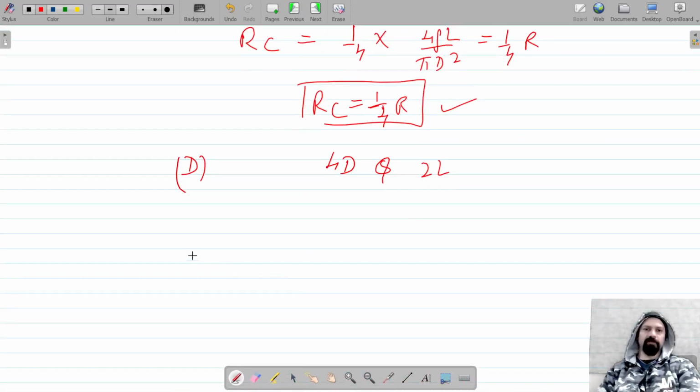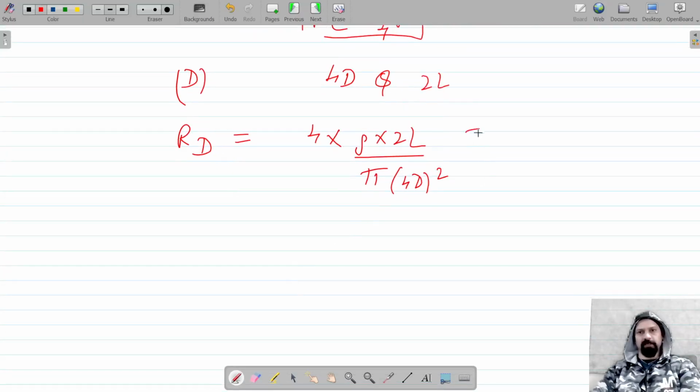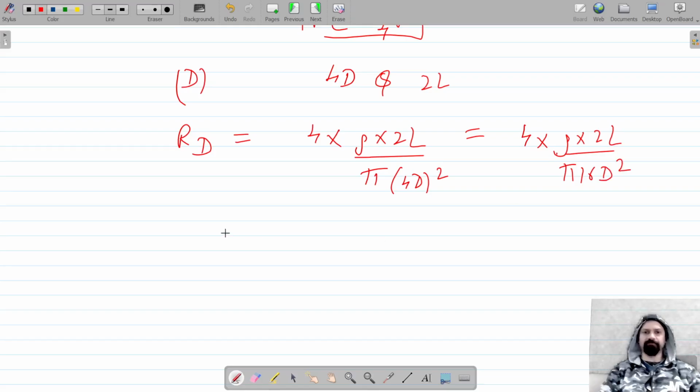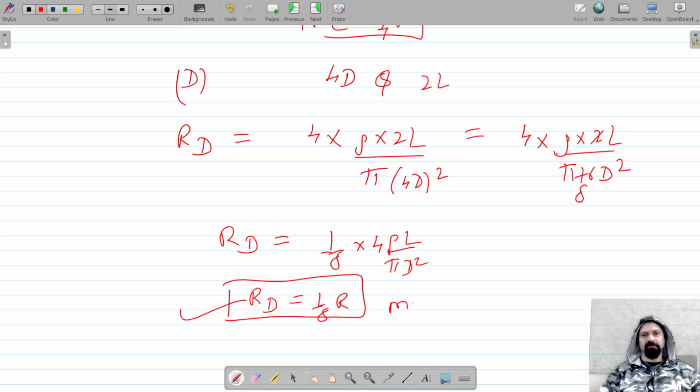Okay, so let's use the formula. So resistance in D case is 4 into rho into L, which has become 12, by d, which has become 4d the whole square. So this becomes 4 into rho into 2L upon pi, this is 16 d square. So resistance in this case, I can write it as, this is 8. So this is 1 by 8 into rho L by pi d square. So in this case, resistance is 1/8 of the original resistance.